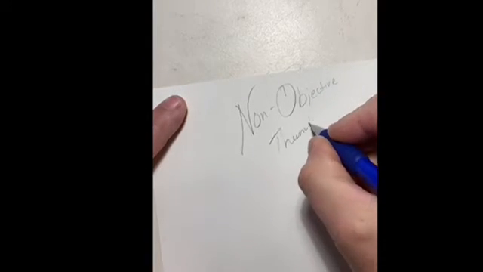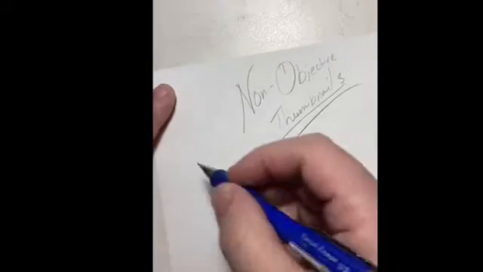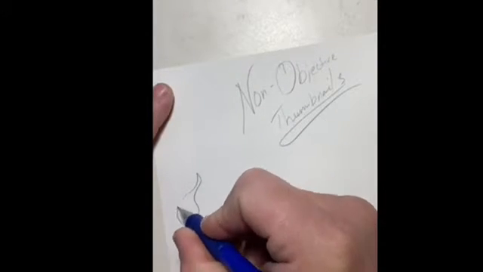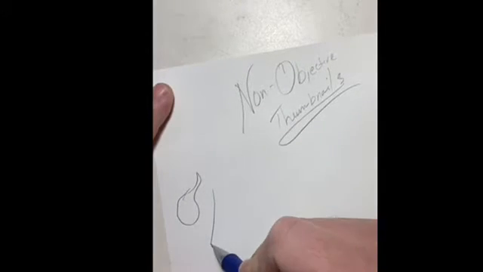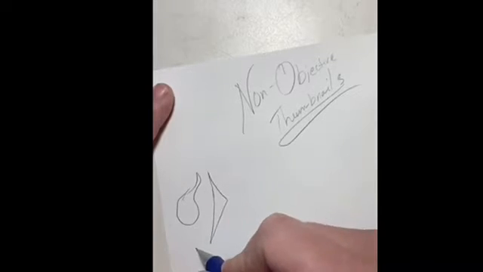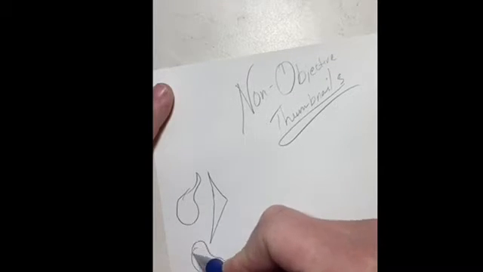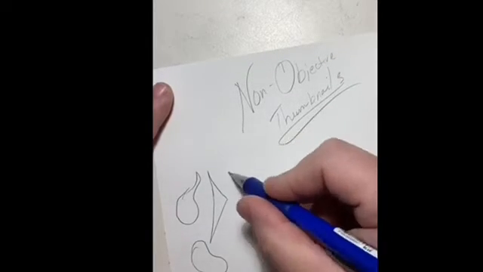Today we are going to create some ideas for our non-objective painting. So what we want to do is first design some simple shapes. They can be either organic or geometric. It's completely up to you, and you can create as many as you want.